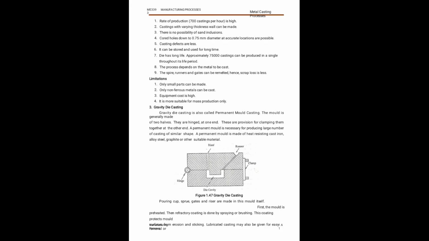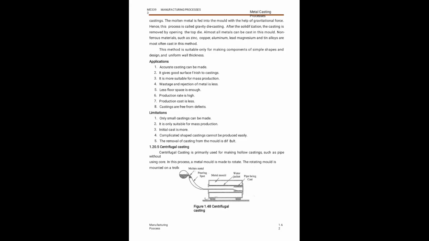The gravity die casting is also called permanent mold casting. The mold is generally made up of 2 halves. They are rigid at one edge. These are provided for clamping them together at the other end. A permanent mold is necessary for producing a large number of castings of similar shape. This is nothing but one.